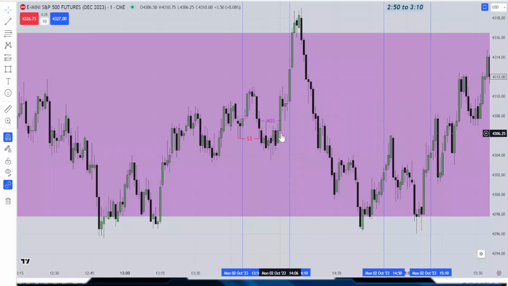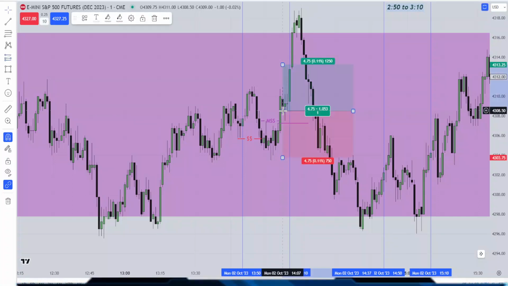So when you have seen this market structure shift, immediately you have to mark the fair value gap. That was your fair value gap. The very next candle went to the fair value gap, then went higher. The minimum rule is, whichever candle makes the fair value gap, you have to put your stop loss below that candle.